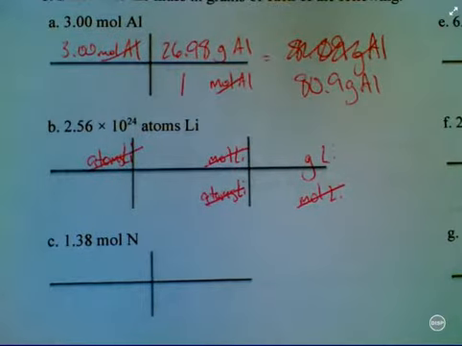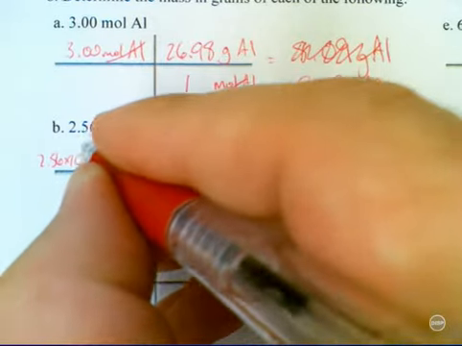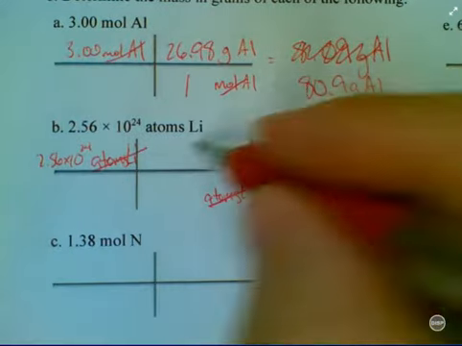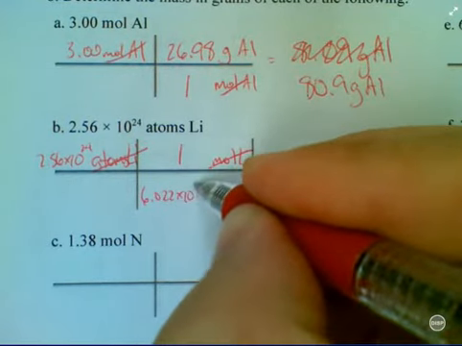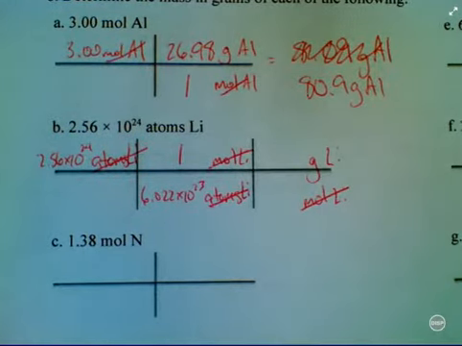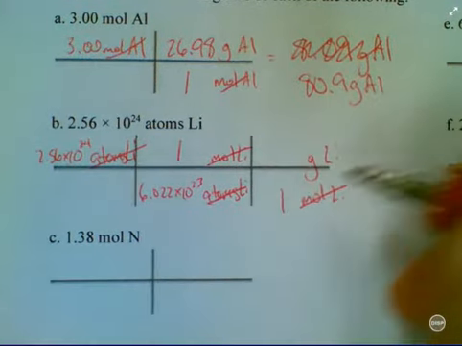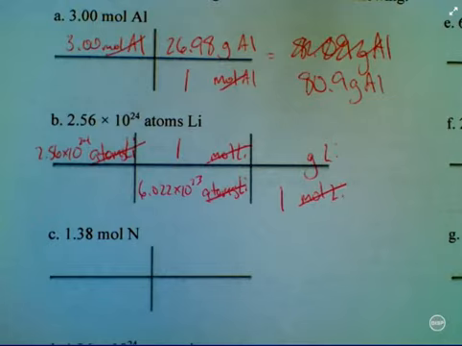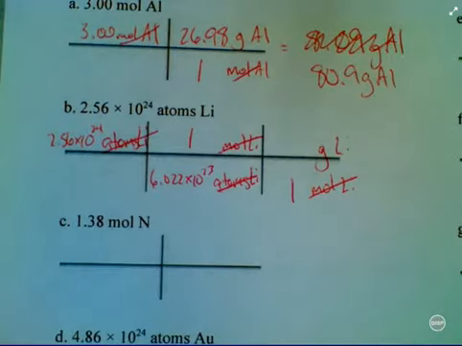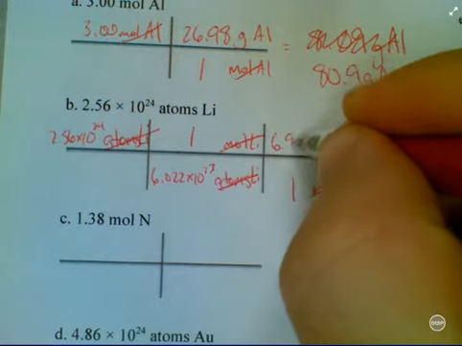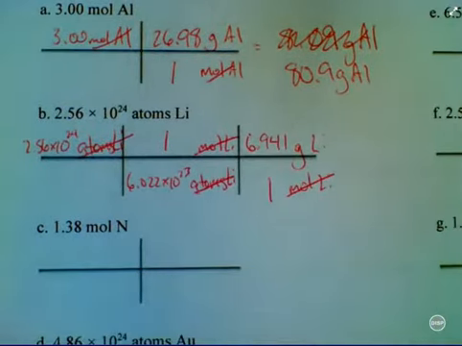So let's plug in the numbers that we need. So 2.56 times 10 to the 24th atoms. In any 1 mole, there's 6.022 times 10 to the 23rd atoms of something. Let's go to the molar mass of lithium. In any 1 mole of lithium, there is 6.941 grams of lithium. And now I'm ready to calculate.